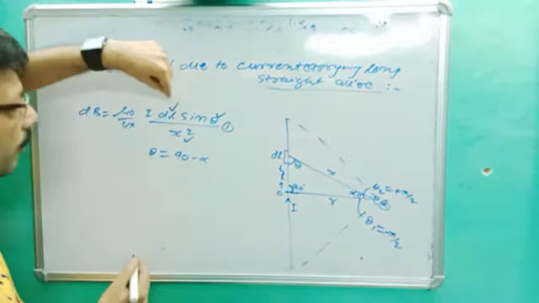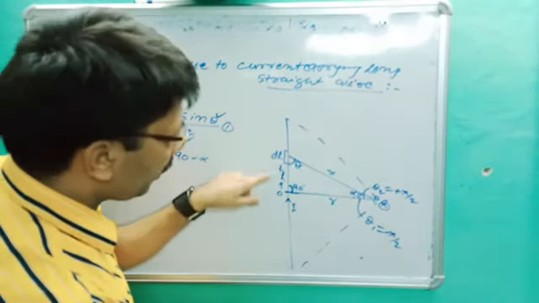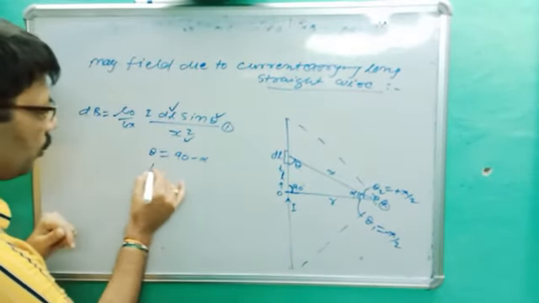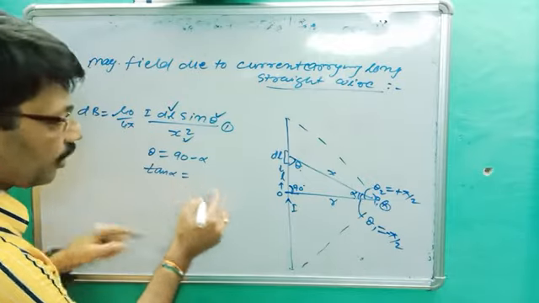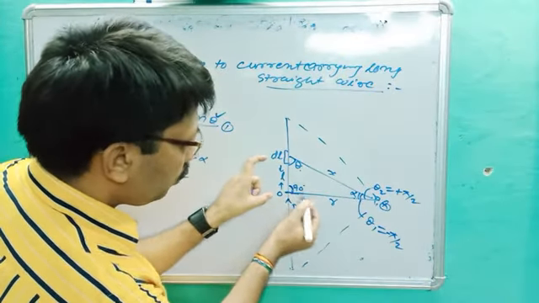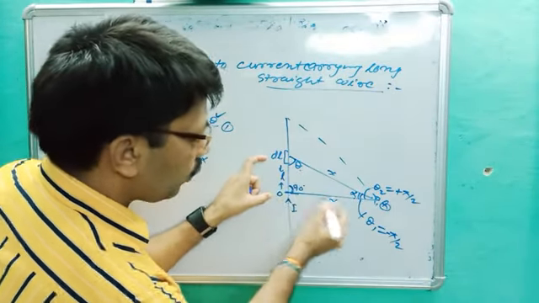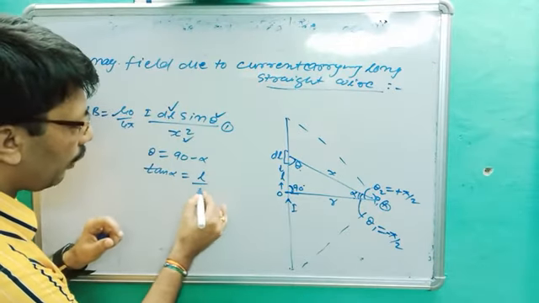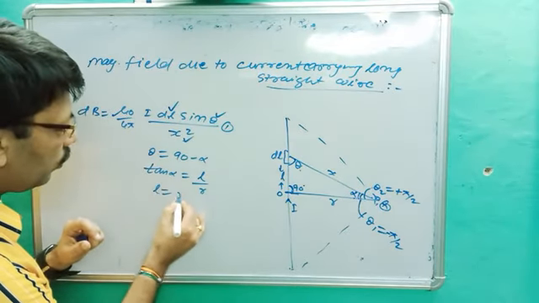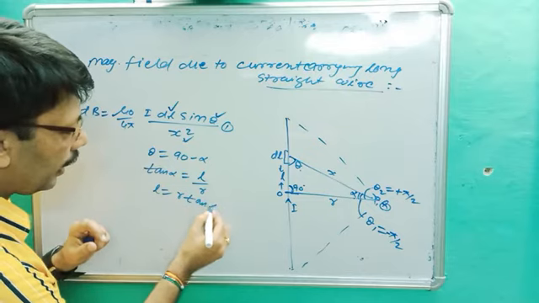Second, what is the value of dl? We can't get the value of dl directly, but L is here. So tan alpha is equal to perpendicular upon base, this is alpha. It means L upon R. So L is equal to R tan alpha.